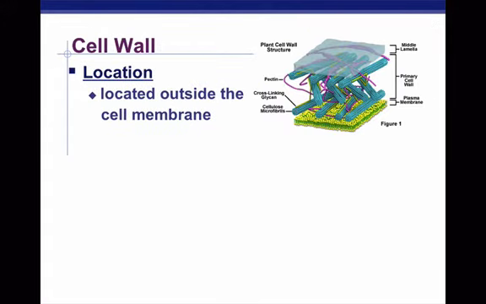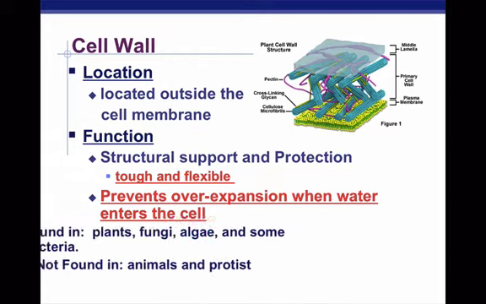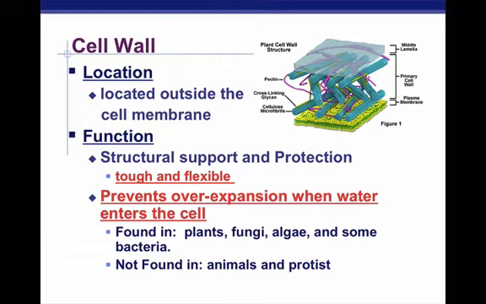Cell walls. The location is outside the cell membrane, but only certain cells have a cell wall. The function: structural support and protection. It's tough and flexible, and it can prevent overexpansion when water enters the cell. Now, this is very important for plants because when the central vacuole, which we'll talk about in just a couple slides, fills with water, it puts pressure in the cell onto that cell wall. And so you have that rigidity, which is called turgor pressure. Very important because if it didn't have that, the plant would wilt and then obviously die.